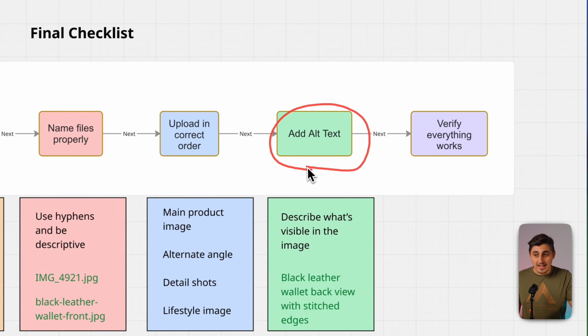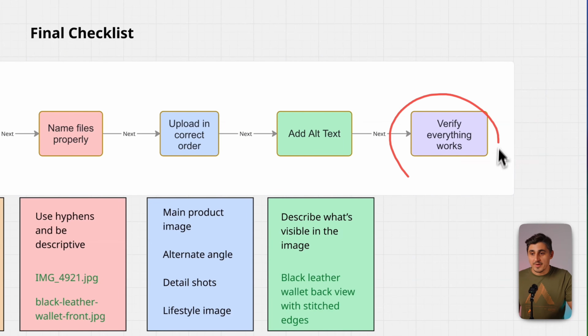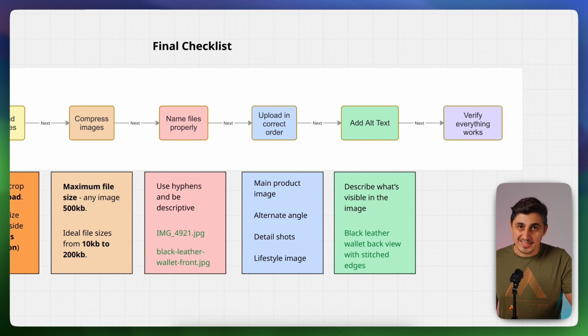And after adding the alt text, you just go and verify the images on the site, make sure that they are displayed in the right size and they have their alt text attached to them. Now, let me show you how you can verify if the images on your store display with the right dimensions.